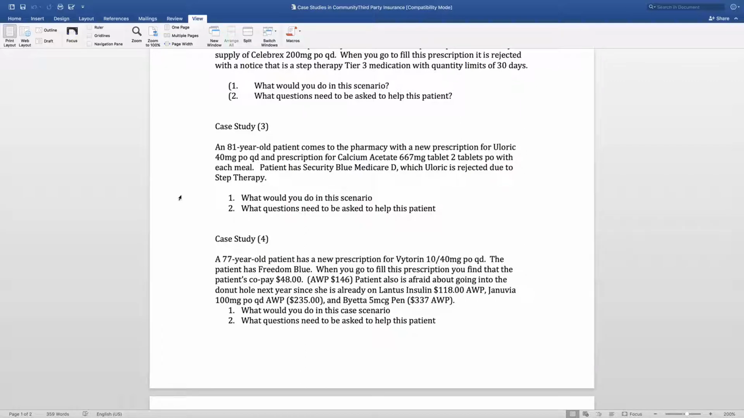Now, just because it's automatically covered doesn't mean the patient can afford it. Uloric may be a step therapy drug, but it could fall into a tier 2, or it could fall into a tier 3. The downside of Medicare D patients is that they can't use the drug coupons. And the reason why they can't use the drug coupons is there's a law called the Medicare Medicaid Kickback Law.